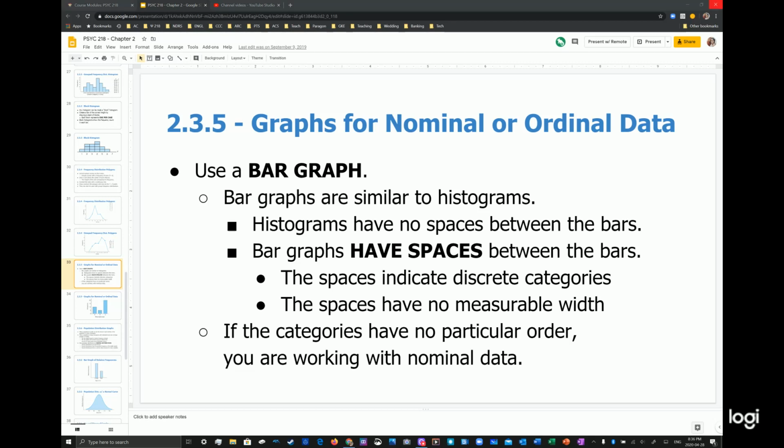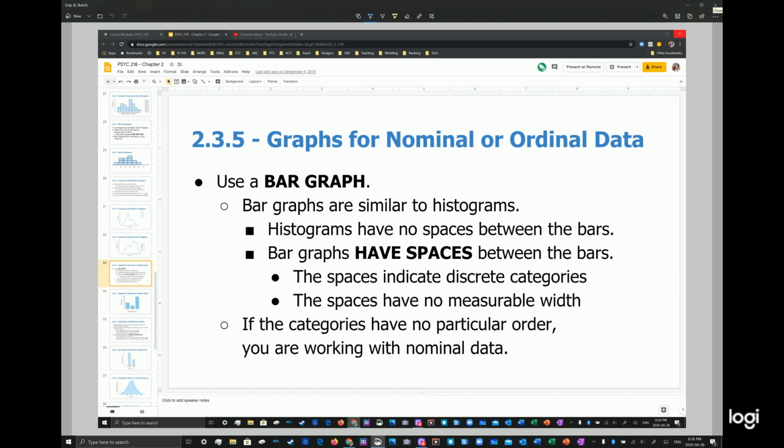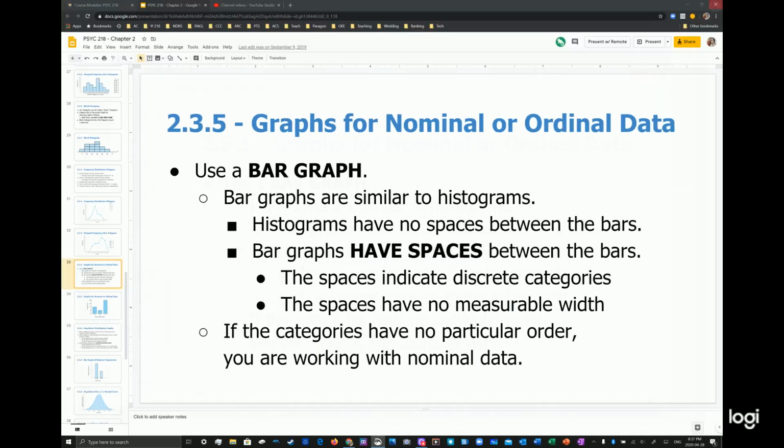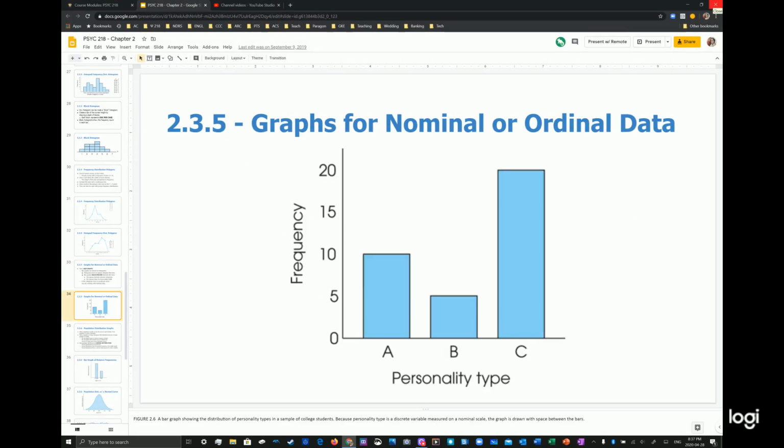What that means here in our points is that the bars have space because there's nothing between the values. There's nothing between the categories. They are discrete. And you can't measure the widths of the spaces or the bars for that matter. They're just categories of their own, whether they are ranked or not. And the categories, when they have no particular order, like this point says here, you know you are working with nominal data. When they do have order, conversely, you are working with ordinal data. Ordinal, think order.